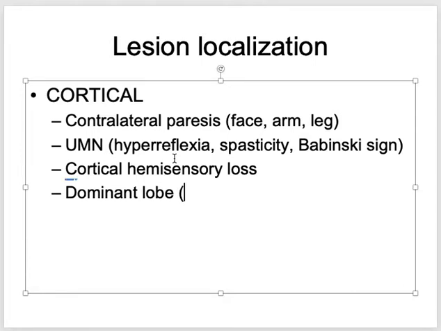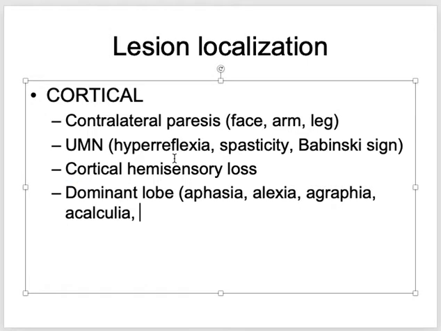So whenever there is a dominant lobe stroke, they present with aphasia, the inability to speak. Alexia, inability to read. Agraphia. Acalculia, inability to calculate. Okay. And they have left-right disorientation. They cannot differentiate between the left and the right. They lose this orientation, so that's why we call it left-right disorientation.